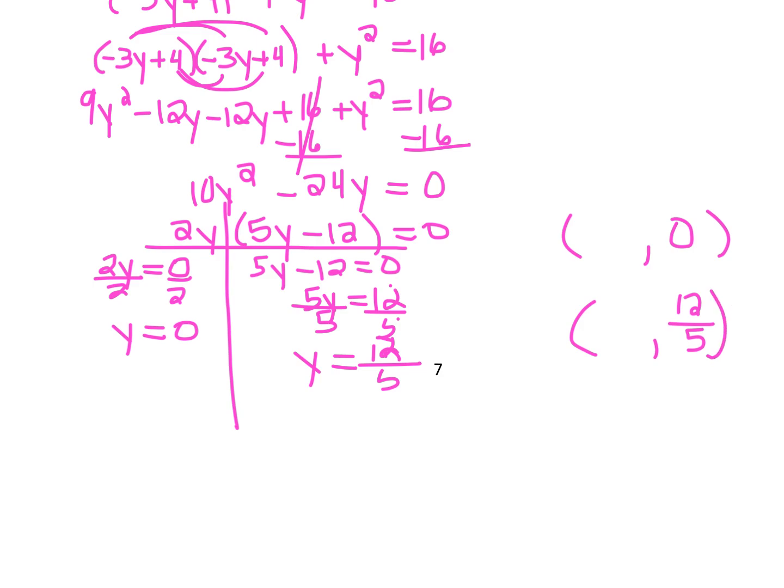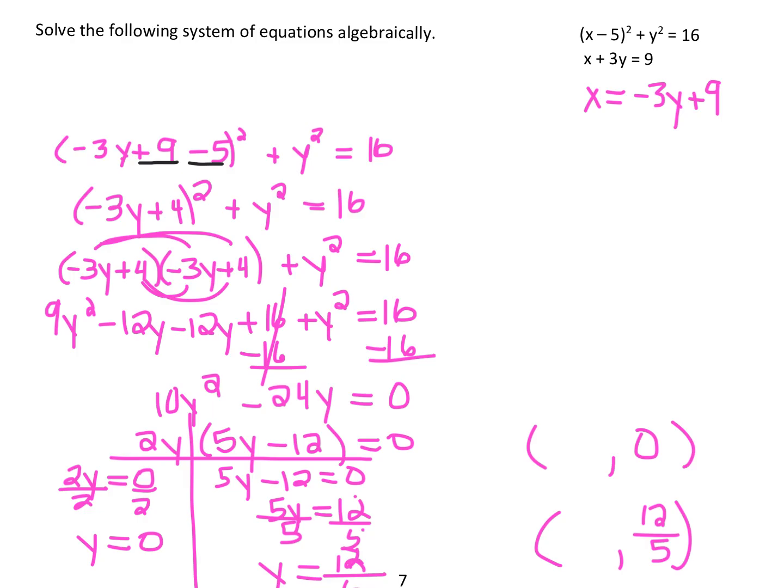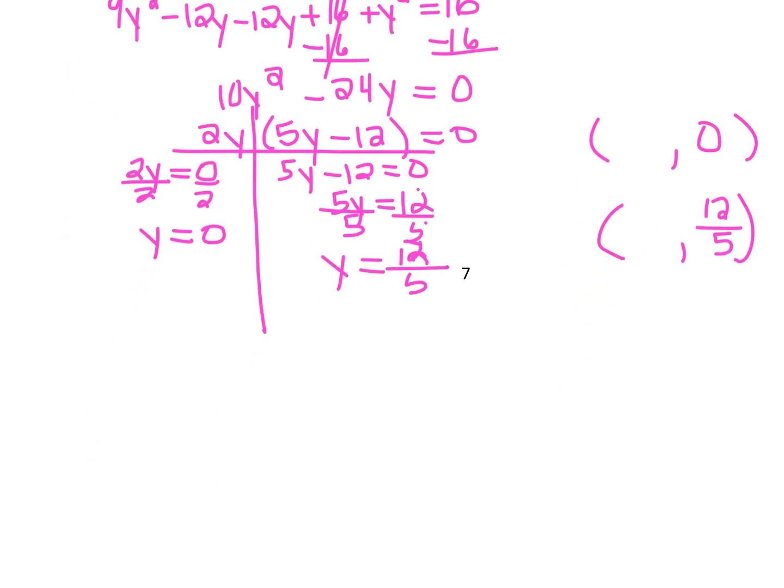So let's go back up to our equation. I'm going to use this one right here: x equals negative 3y plus 9. Let me write that on both sides here. And what we are going to do is replace our y, in this case with a 0. Okay, so let me erase that, and I'm going to throw a 0 in there.